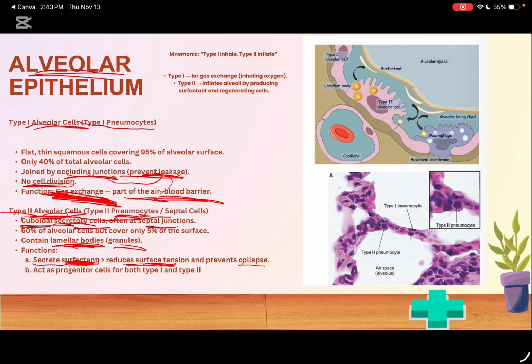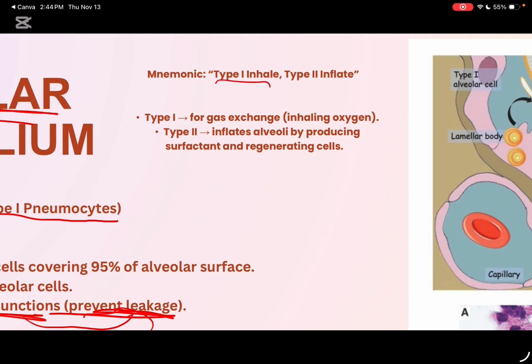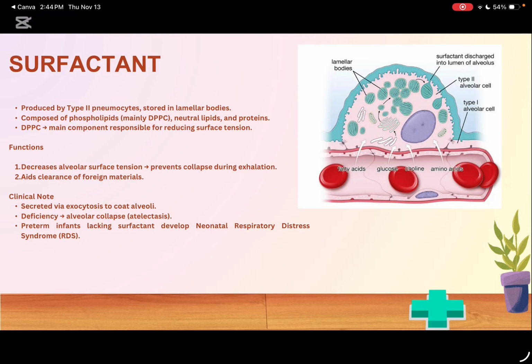And another function of it, progenitor cells for both type 1 and type 2. They act as what? Progenitor cells. Just that simple. And will I leave you with no mnemonic? No. Type 1 inhale, type 2 inflate. In a nutshell, just like that. Type 1 gas exchange. Type 2 inflates alveoli by producing what? Surfactant, which reduces surface tension, and regenerating cells.